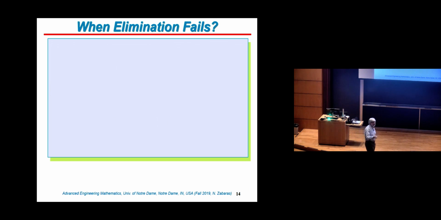Without putting the slide up, you remember what we did with elimination. We started with the first row, and we said the first diagonal element is the pivot, and then we got rid of the elements below the first pivot element by doing elimination. And then we did the same thing: we looked at where the second pivot is, and we got rid of things below that. So when is elimination going to fail? Can you think of a situation where things will fail?